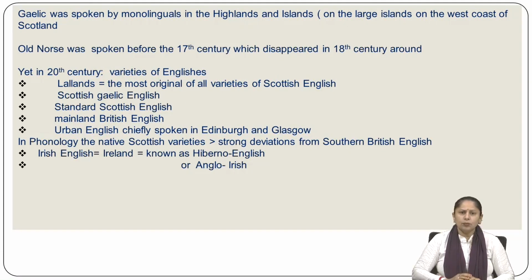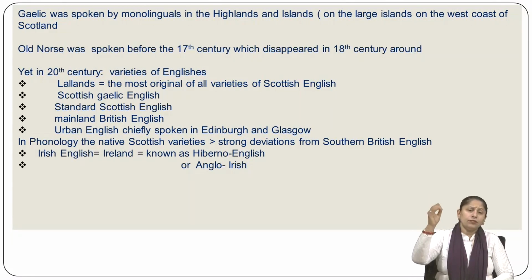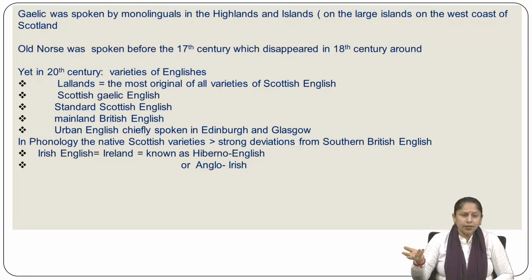Yet in the 20th century, varieties of Englishes occur. Lowlands, the most original of all varieties of Scottish English: Scottish Gaelic English, Standard Scottish English, Mainland British English, and Urban English, chiefly spoken in Edinburgh and Glasgow. So all these are different kinds of Englishes. Even you can say that the people of northern England and northern Welsh area are speaking rural English, and the people who are in Edinburgh and Glasgow or London or Brisbane are speaking urban English. So different kinds of Englishes are found.